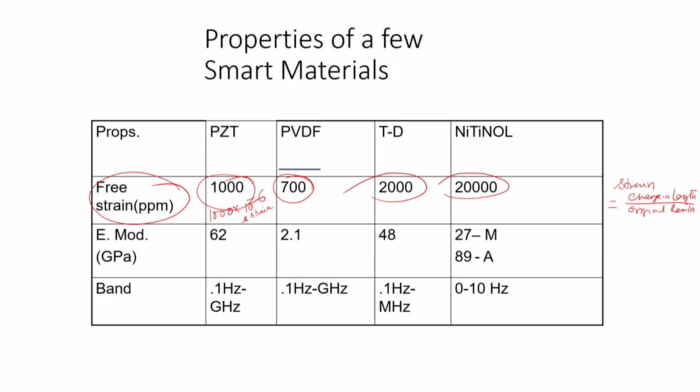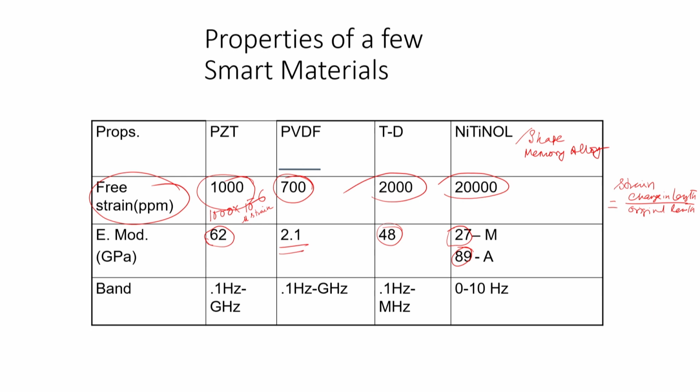Modulus of elasticity wise, piezoelectric materials are ceramics, it has a 62 gigapascal modulus, very stiff. PVDF is very soft, terphenol D is lower than piezoelectric material, and this nitinol, which is used as a shape memory alloy, it has basically 2 moduli of elasticity. It is very flexible in low temperature, 27 gigapascal, and very stiff in high temperature, about 89 gigapascal.